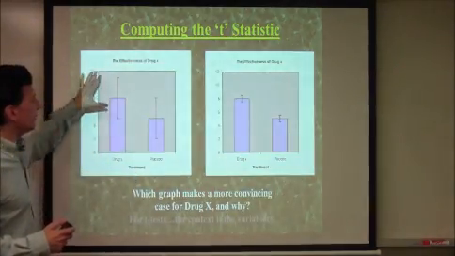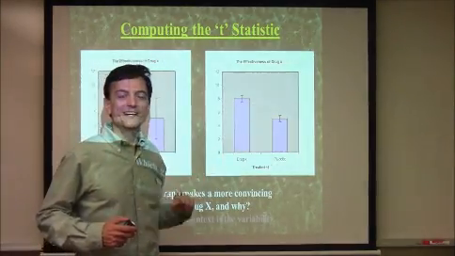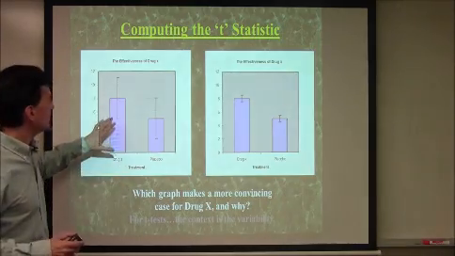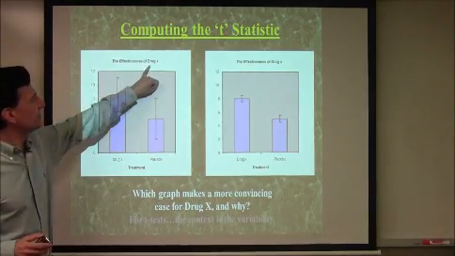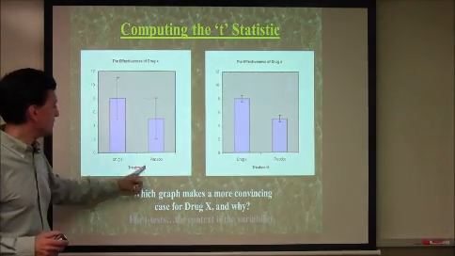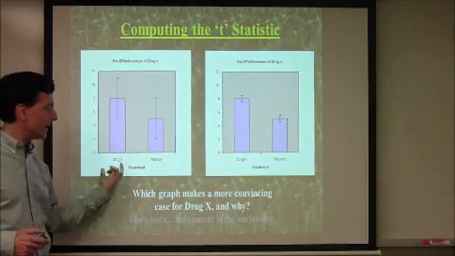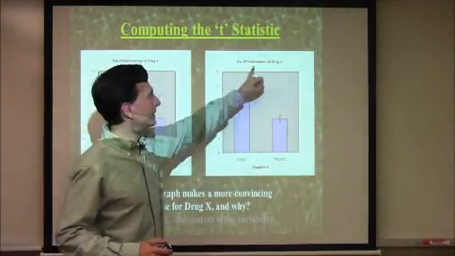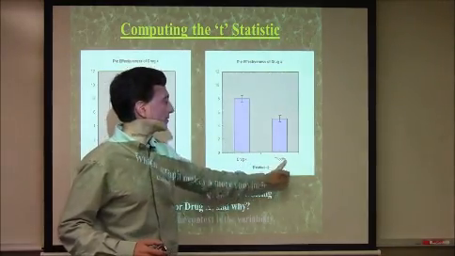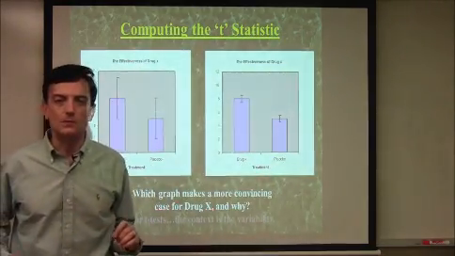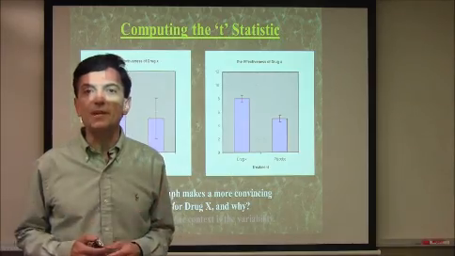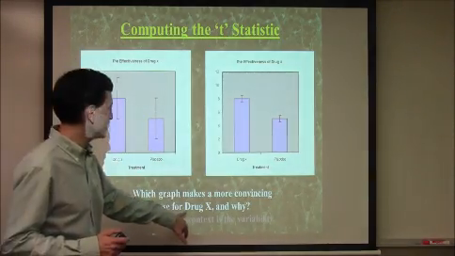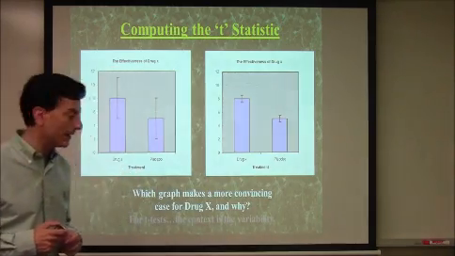Okay, so here we have a picture and here we have a picture. There are going to be some important similarities and some important differences in these two graphs. On the left, we can see that we have the effectiveness of drug X, and we have two different kinds of treatments, drug X versus placebo. Over here we have the same layout, the effectiveness of drug X versus placebo, as our two different treatment groups, and we'll be looking at differences between means in these cases. The question is, which graph makes a more convincing case for drug X and why?